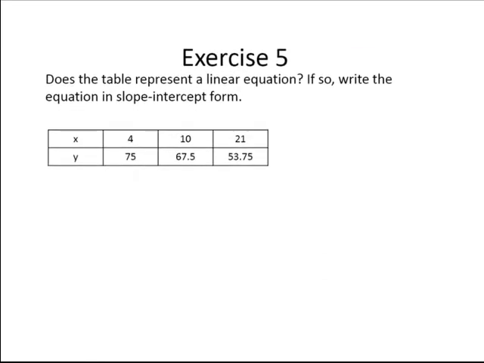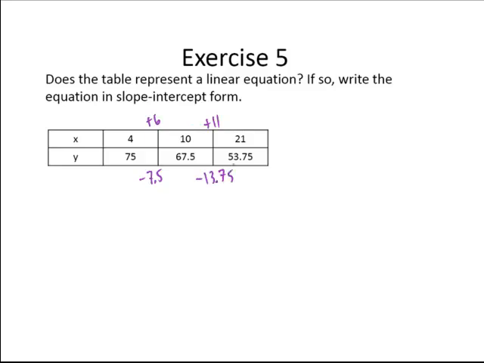Alright, one more here. Same instructions. Here we have an increase of 6 and then an increase of 11. And from 75 to 67.5, that's a decrease of 7.5. And from 67.5 to 53.75, that's a decrease of 13.75.